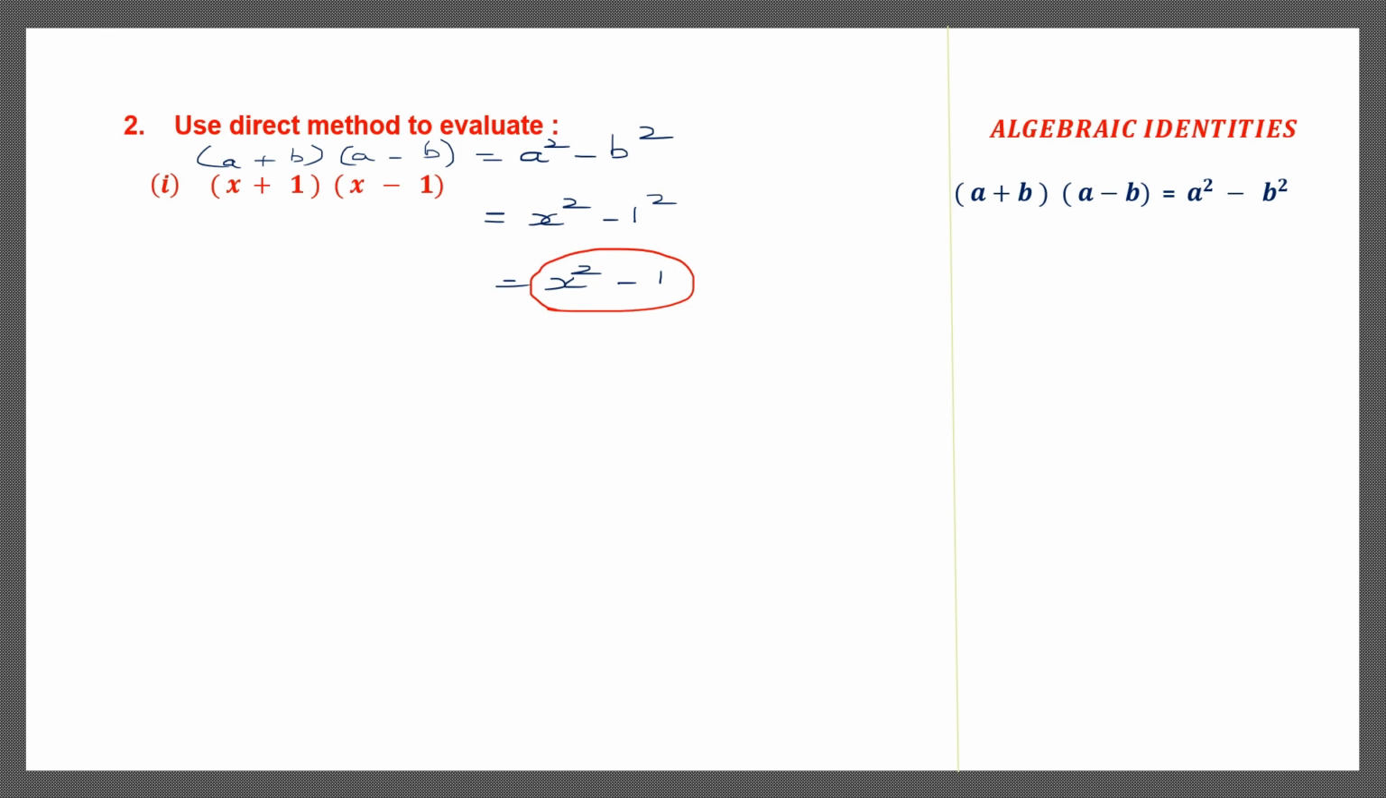So this is how you need to use it. So whenever you have the product of the sum and difference of two terms, use the identity, this formula a square minus b square.